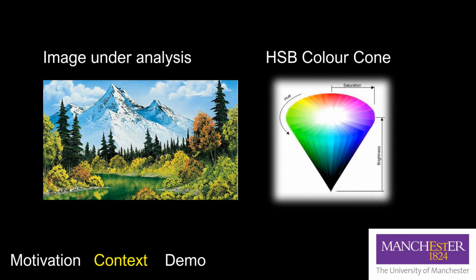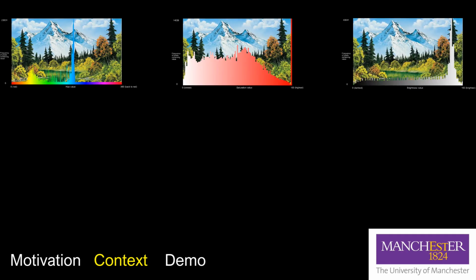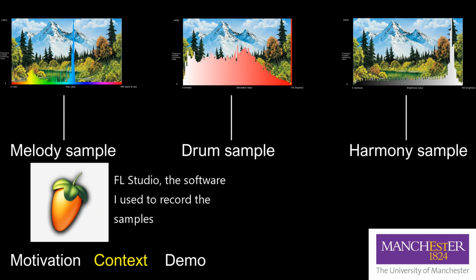Specifically, my system will analyze an image under the HSB color model. Histograms will be created from the image's hue, saturation, and brightness values, and this data will be used to select appropriate musical samples that I have recorded using external digital audio workstation software. In this case, samples are simply audio files for target output.